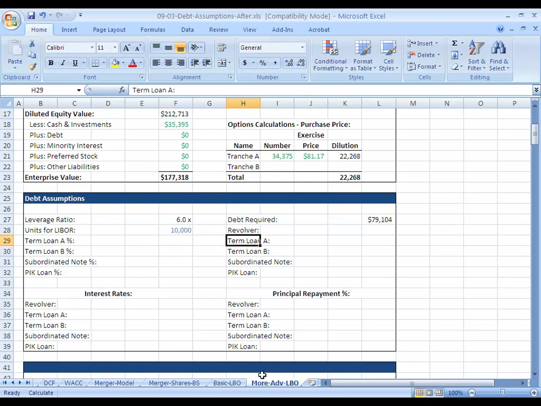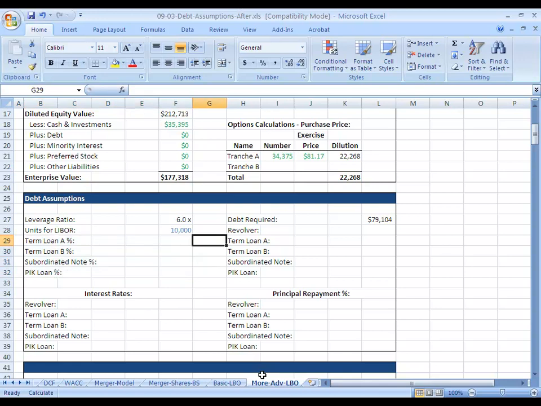Well, if we were to say that all of the term loan here, so 100% of term loan A, took up the entire debt required balance, so term loan A here was 79 billion, that's fine, except we may not be able to find investors who actually want to buy that much. Oftentimes investors will only buy up to a certain amount, or a certain amount based on the leverage ratio of the loan. So in this case, if we were to say 100% of the debt required is taken up by term loan A, then we may have trouble actually getting investors for this leveraged buyout to take place.